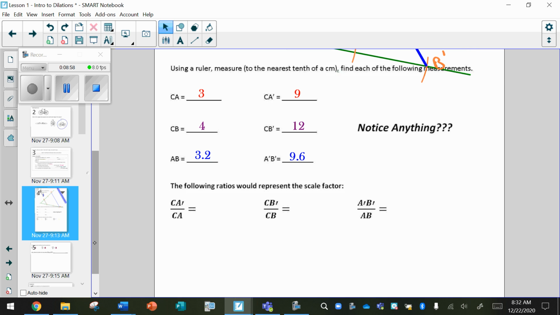So if I take the new length and divide by the original length, that's the image divided by the pre-image. So the image length divided by the pre-image length, we have 9 divided by 3 for CA and CA prime, which reduces down to 3. If I look at CB, it's 12 divided by 4, which also reduces to 3. And same thing with AB, A prime, B prime.